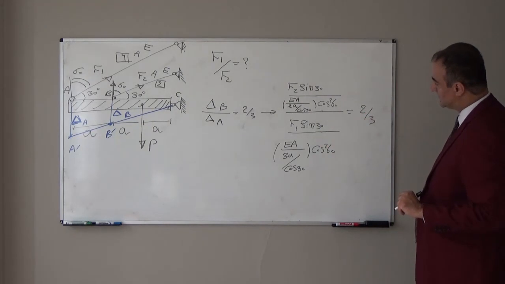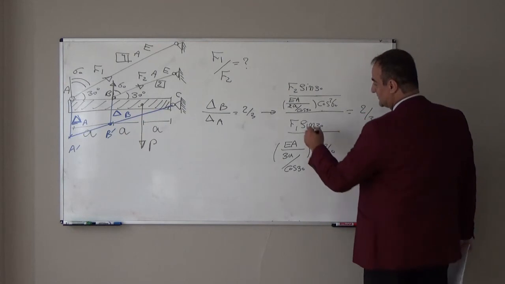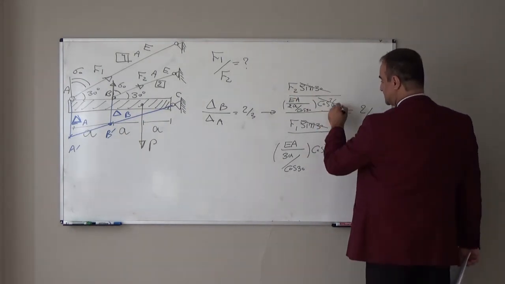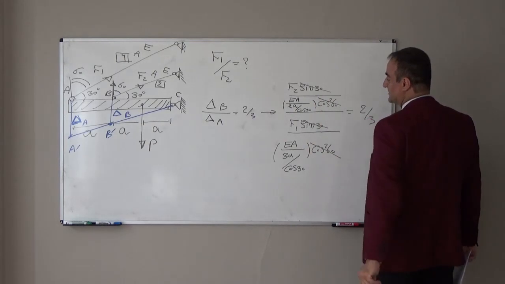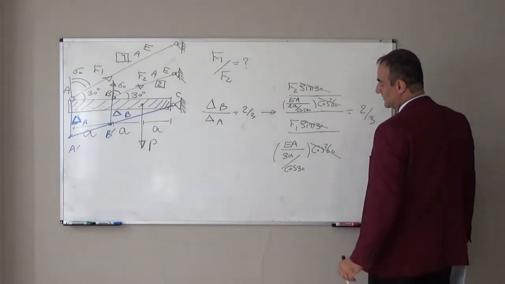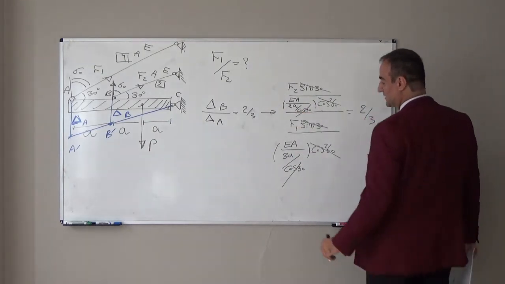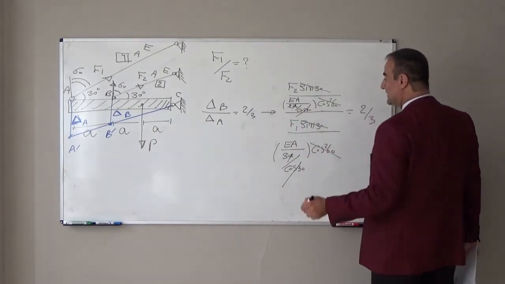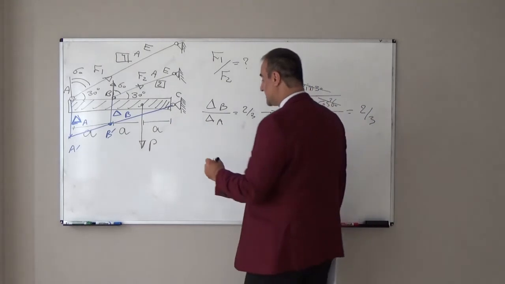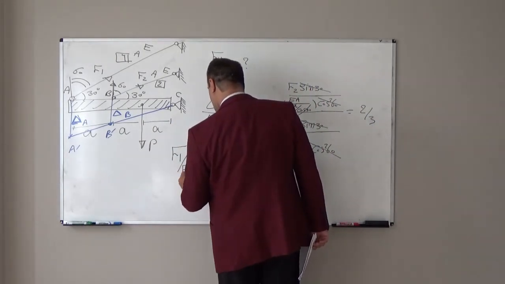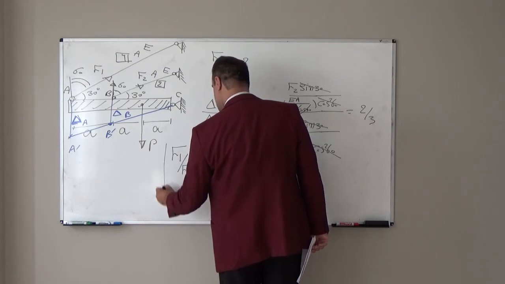You see the terms, they will cancel each other. Sine 30, they will cancel each other. Cosine square 60, cosine square 60, they will cancel each other. This cosine 30, this cosine 30, they will cancel each other. A and A, they will cancel each other, and you can simplify, and you can finally find the F1 over F2 ratio.